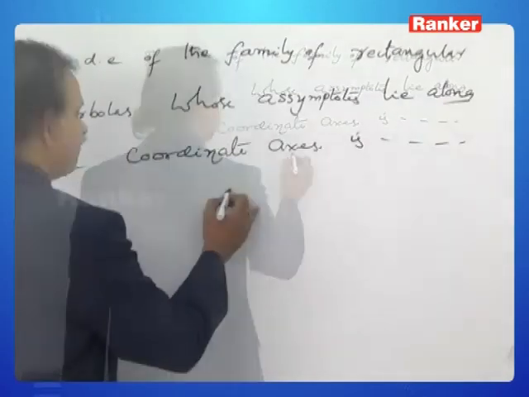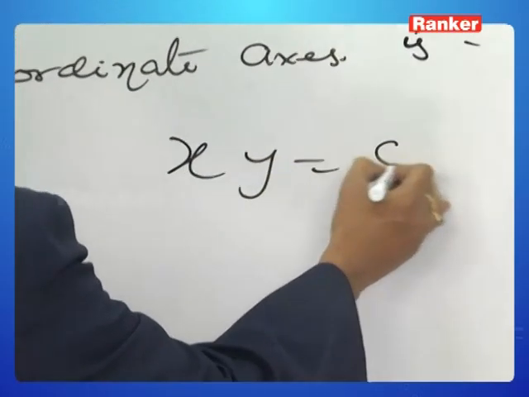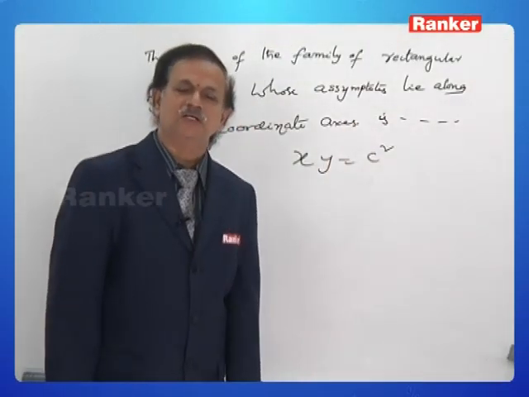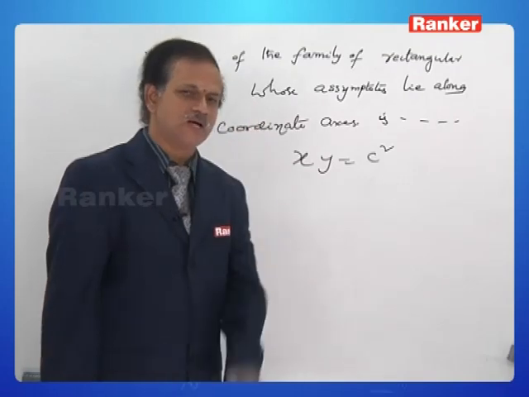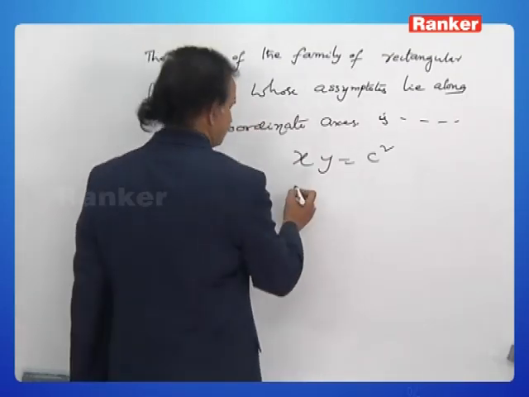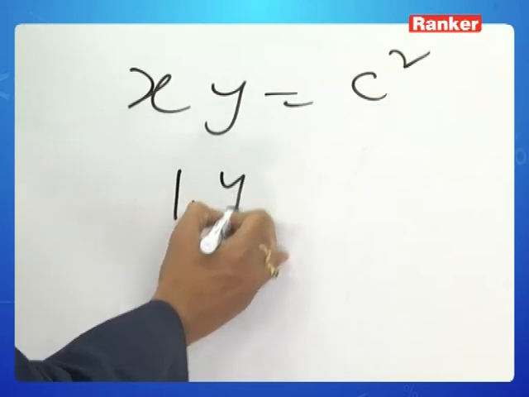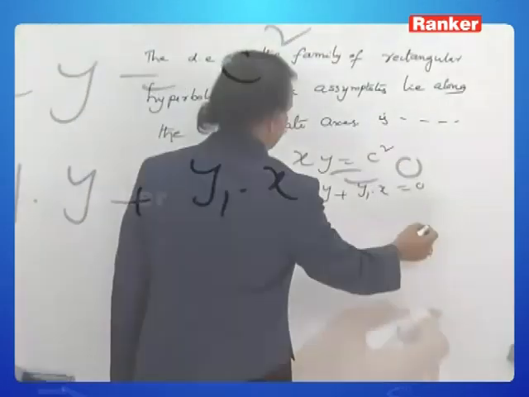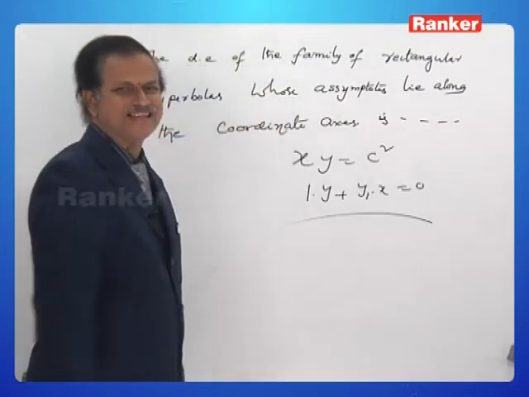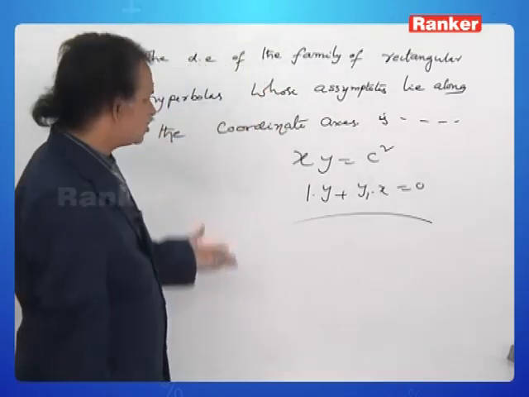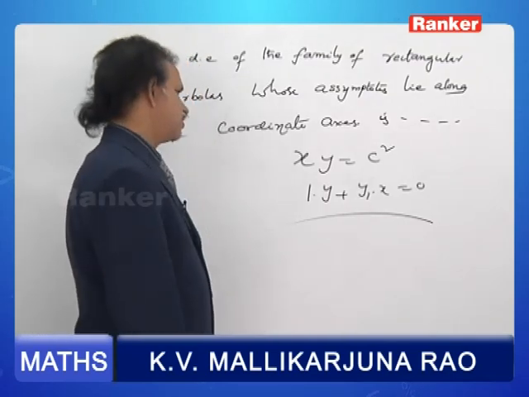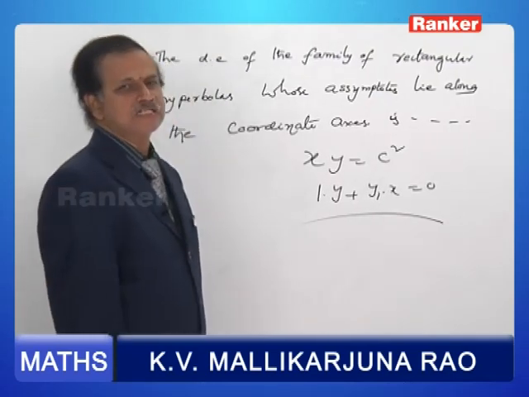What is the standard form? xy is equal to c square. There is only one constant c that is to be eliminated. Hence, we have to differentiate only once. Differentiate it with respect to x. u derivative into v plus v derivative into u is equal to 0. That's all, nothing more than that is the differential equation. So y plus xy1 is equal to 0.